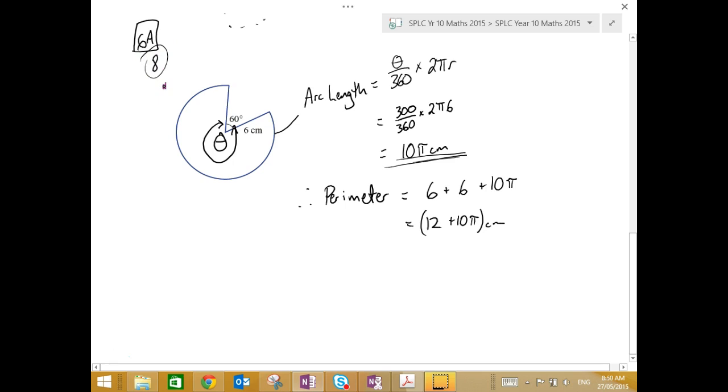So you just had to add on the 2 6s. You could get the approximate answer. What's that going to be? 31.4 plus that. So approximately equal to 43.4 centimetres. Easy enough?